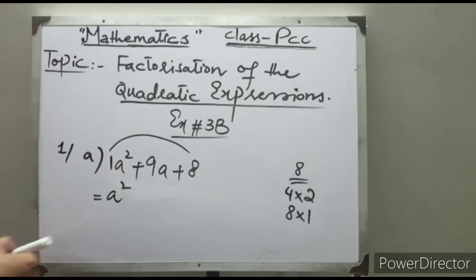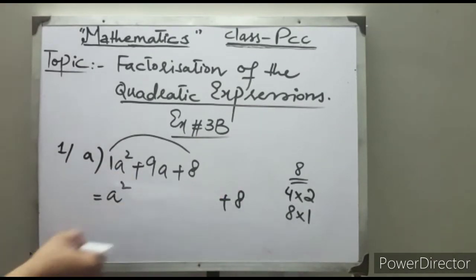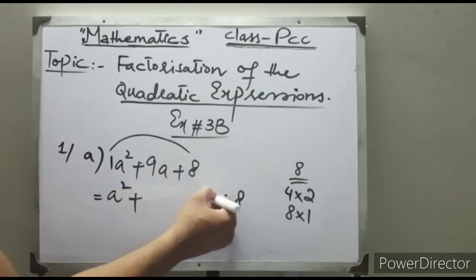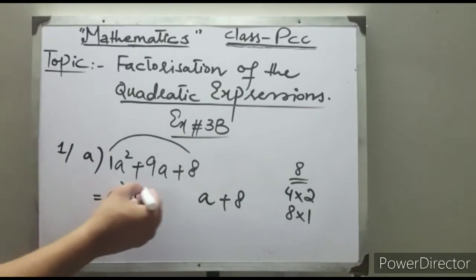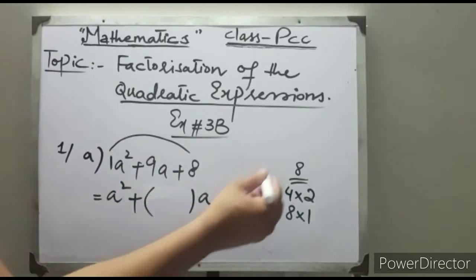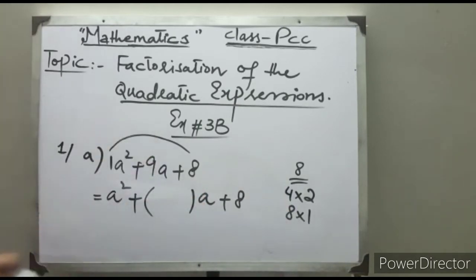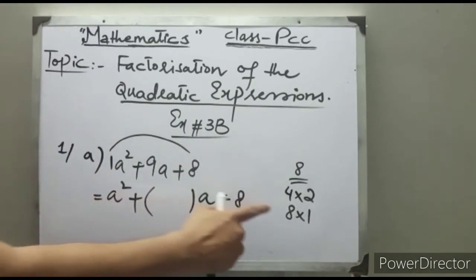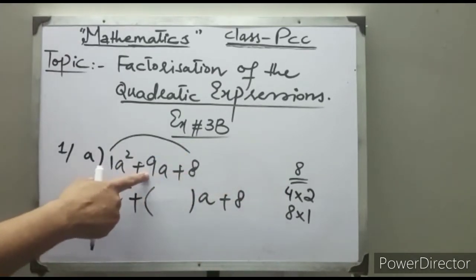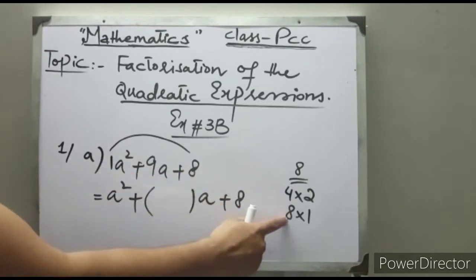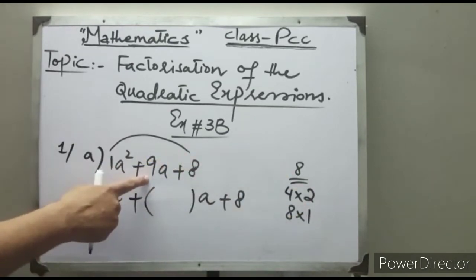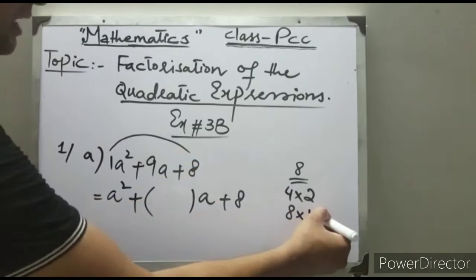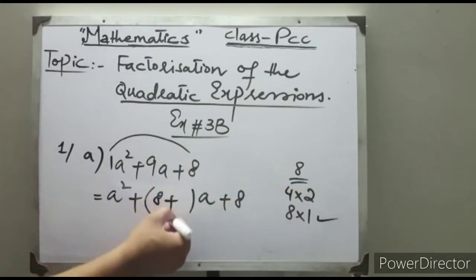First of all, write a square as it is, 8 as it is, central sign positive as it is, and the middle variable a as it is. We have to write the right factors in this bracket. Which is the right pair? Choose the pair which gives the middle value, that is 9. 8 plus 1 will make 9, but 4 plus 2 will make 6. So we take 8 plus 1.